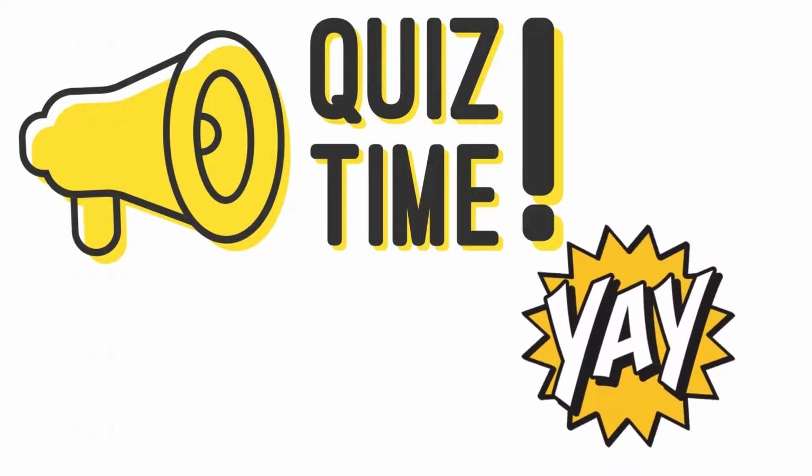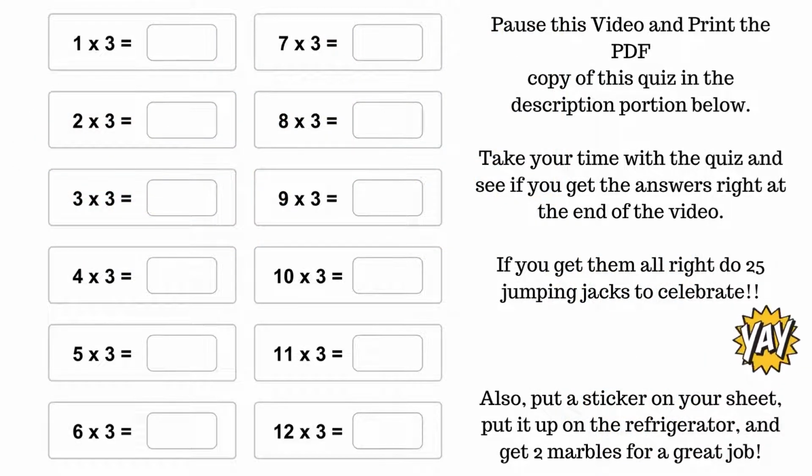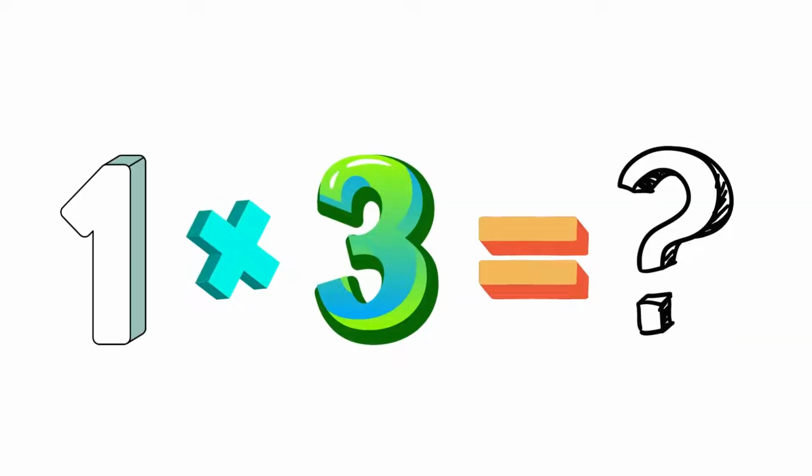Quiz time. Uh-oh. But yay. Quiz time. Come on. We can do this. Pause this video and print the PDF copy of this quiz in the description portion below. Take your time with the quiz and see if you get the answers right at the end of the video. If you get them all right, do 25 jumping jacks to celebrate. Yay! Also, put a sticker on your sheet, put it on the refrigerator, and get 2 marbles for a great job.